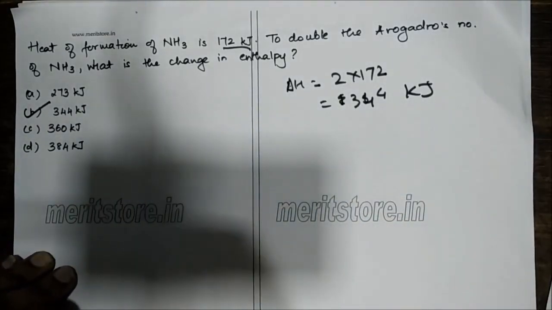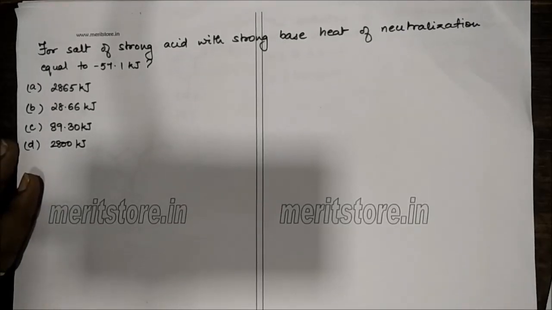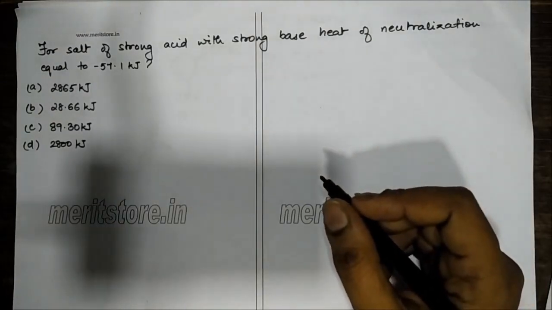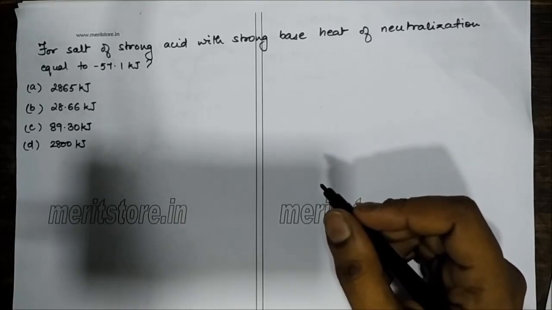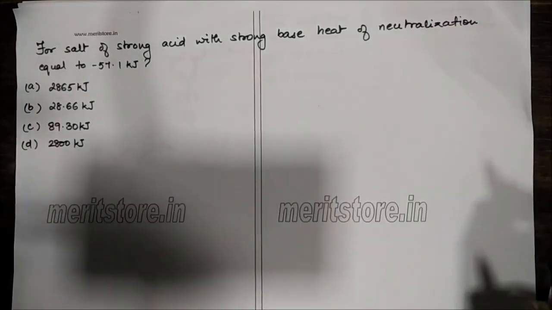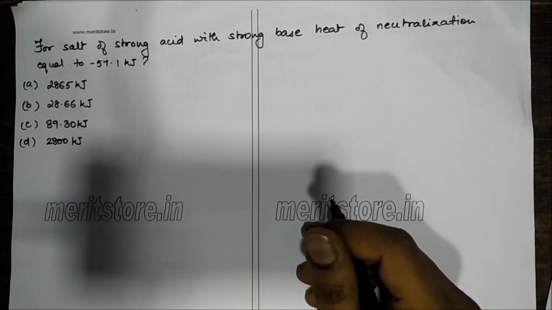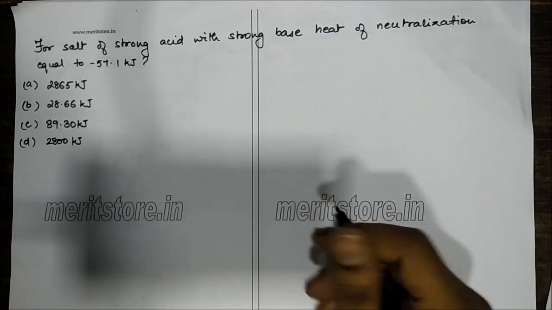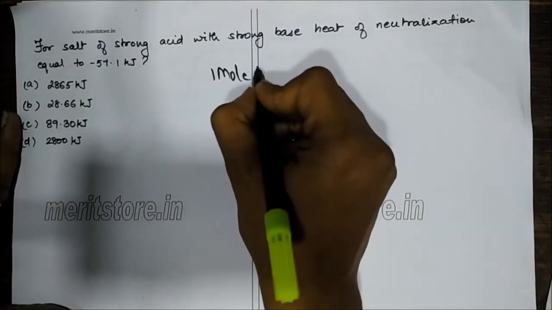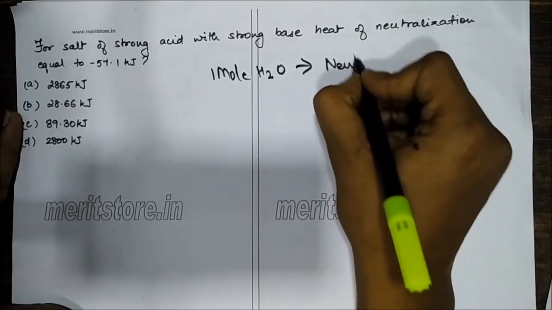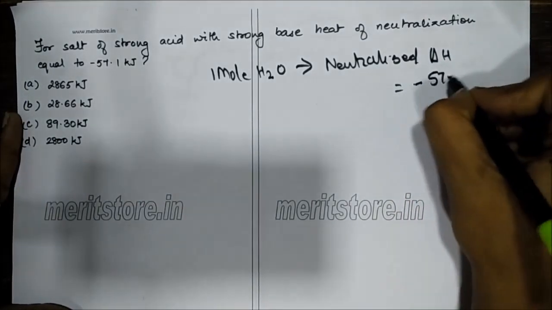Alright. Next. For a salt of strong acid with strong base, the heat of neutralization is equal to 57.1 kilojoules. So here you're being asked the heat of neutralization. See, if 1 mole of water has to be neutralized, delta H would be minus 57.1.